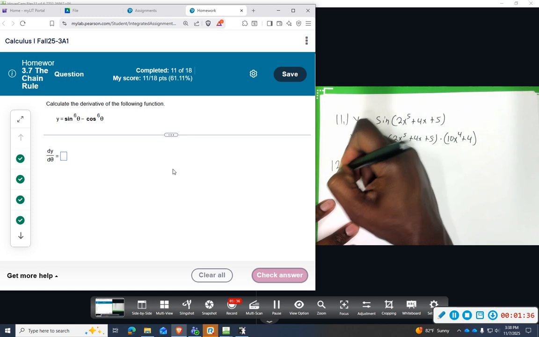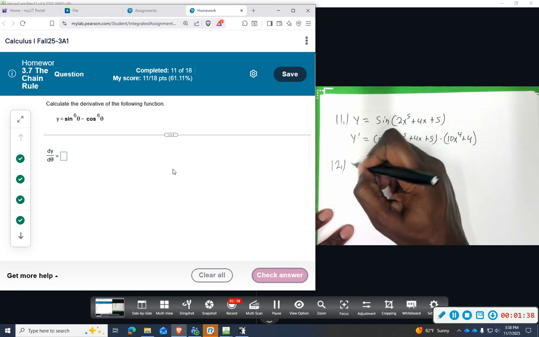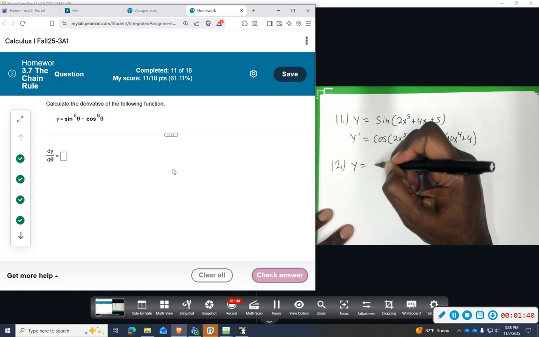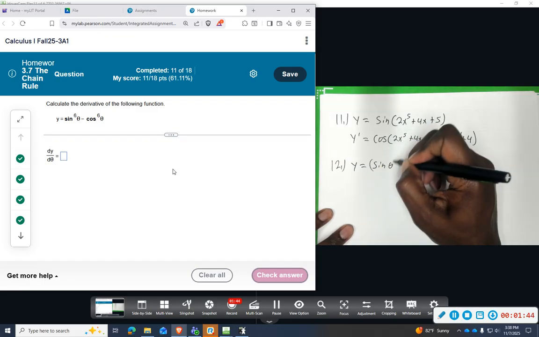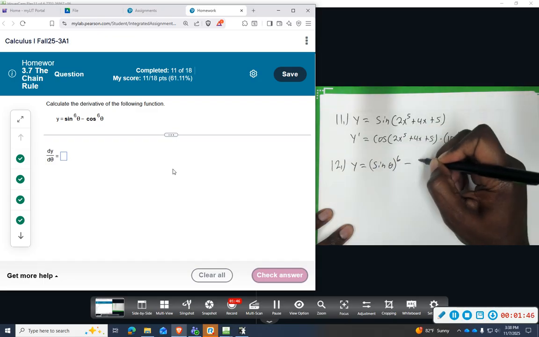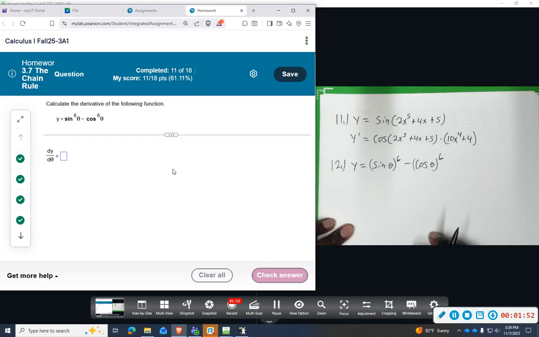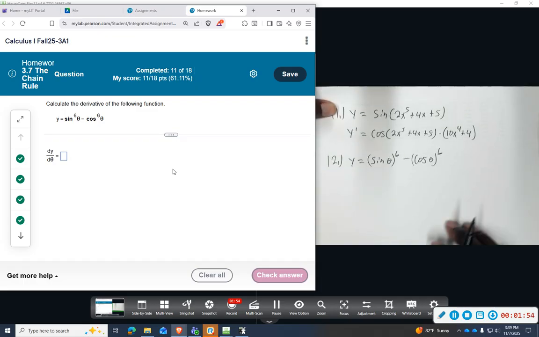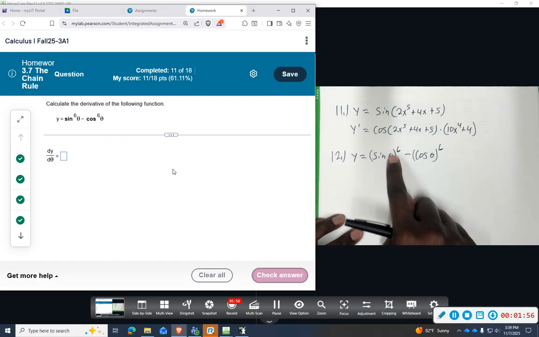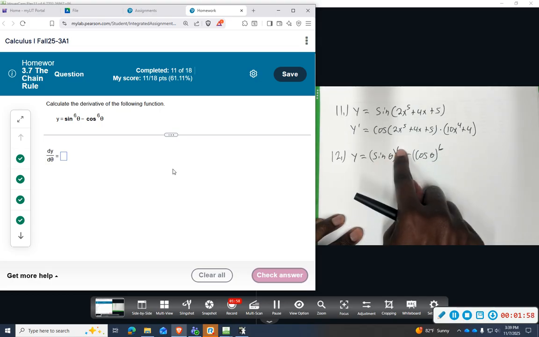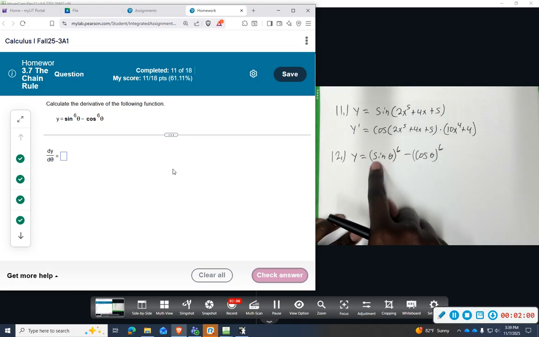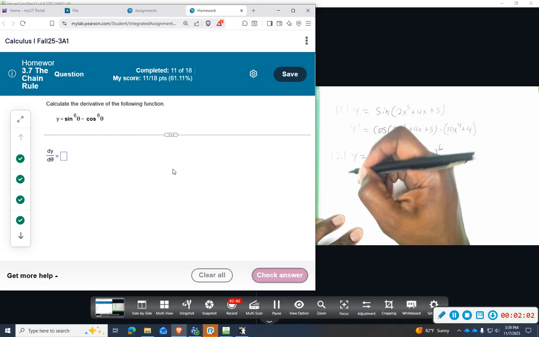I'm going to do another derivative. Y equals, this is sine of theta to the 6 minus cosine of theta also to the 6. So I'll write it like this because this is what we're looking at. We're looking at a chain rule again. Outside is power rule, and then inside we have trig functions.